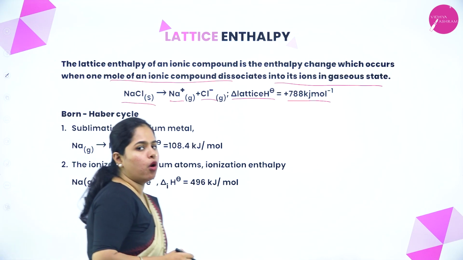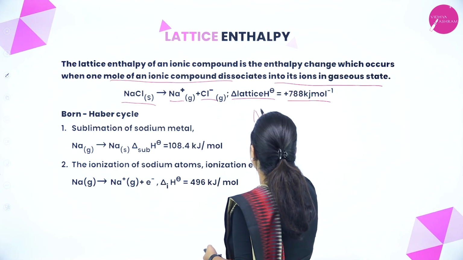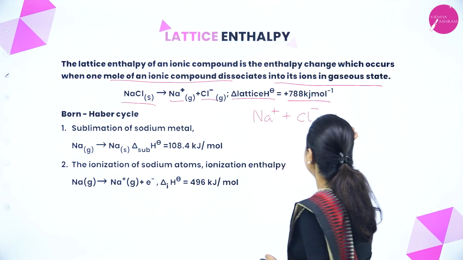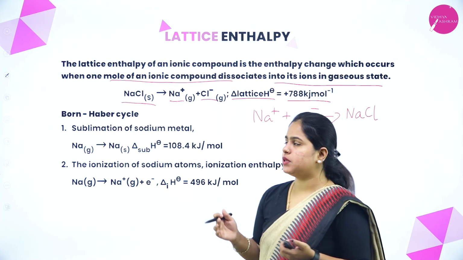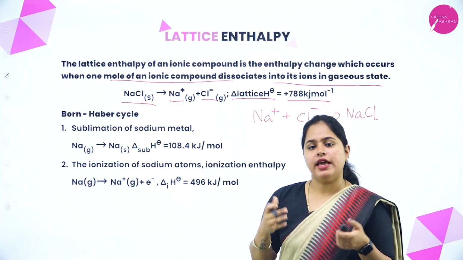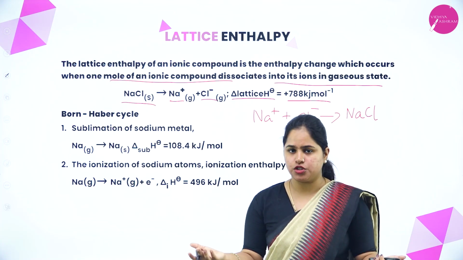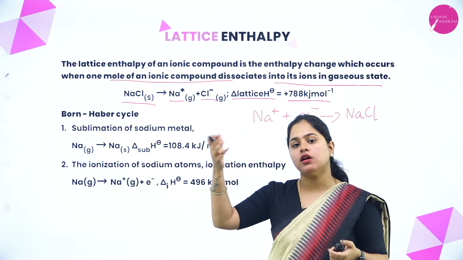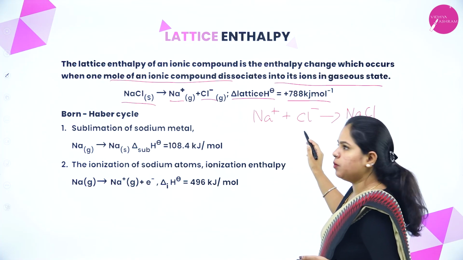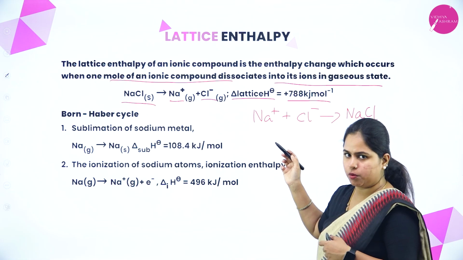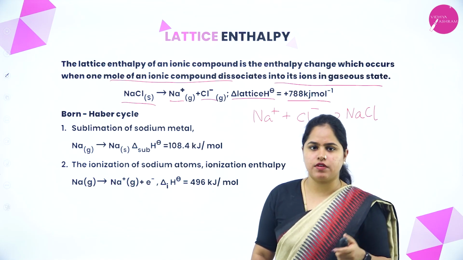So let's take the example of the Born-Haber cycle here. In the Born-Haber cycle, we know that from Na+ and Cl- we form sodium chloride. One more point that you have to remember is that lattice enthalpy can be the enthalpy required to break 1 mole of ionic compound into its constituent gaseous ions, or else the enthalpy for forming 1 mole of ionic compound from the constituent gaseous ions. That is, from Na+ and Cl- we can form NaCl, or from NaCl we can form Na+ and Cl-. Either way we can consider.